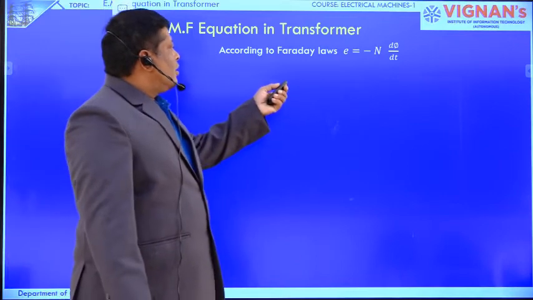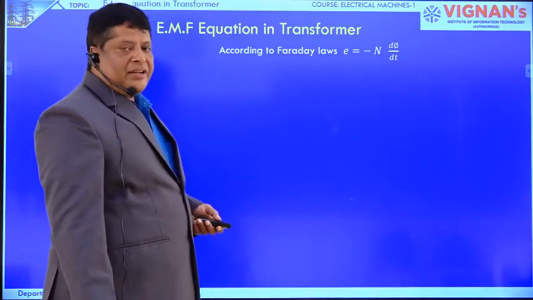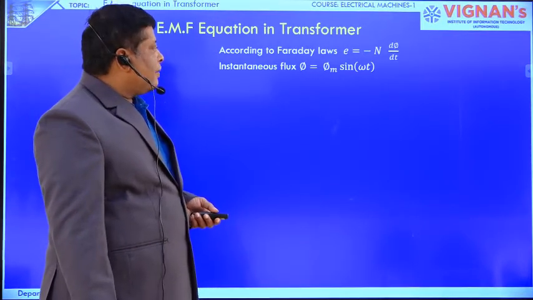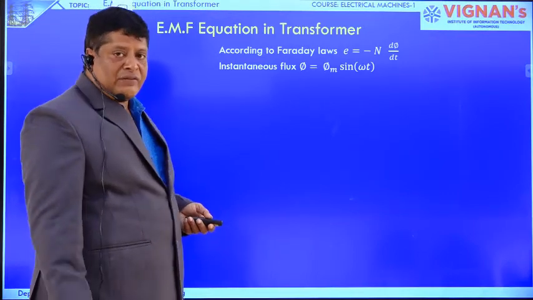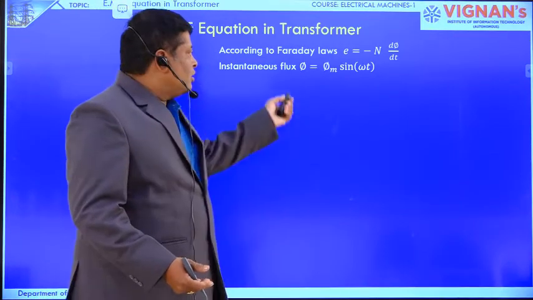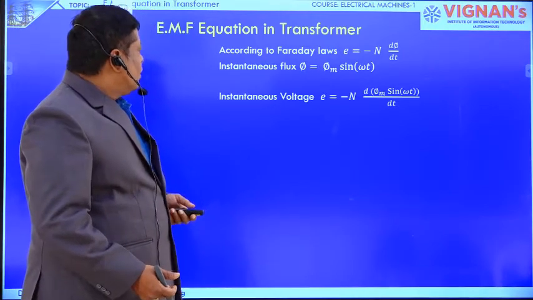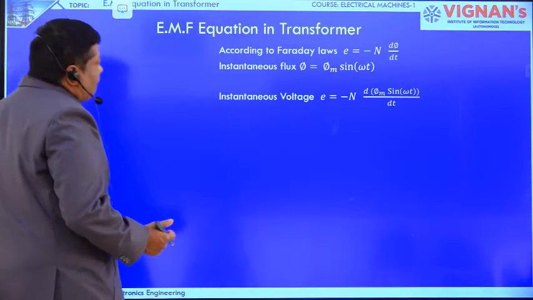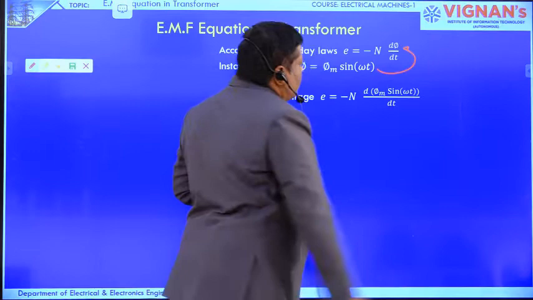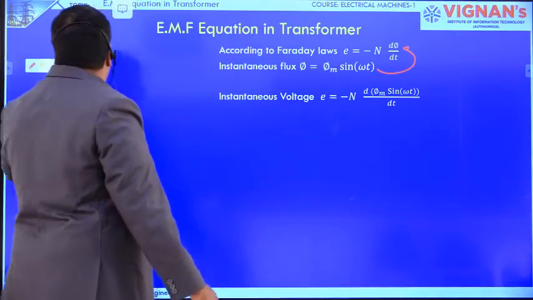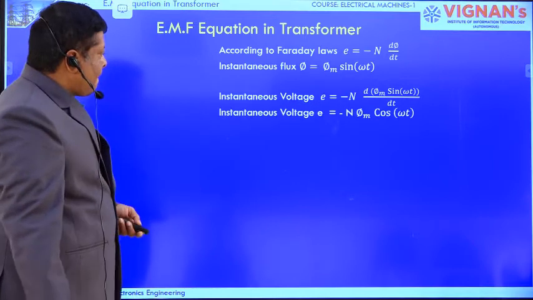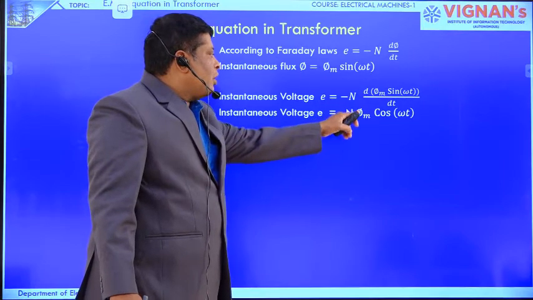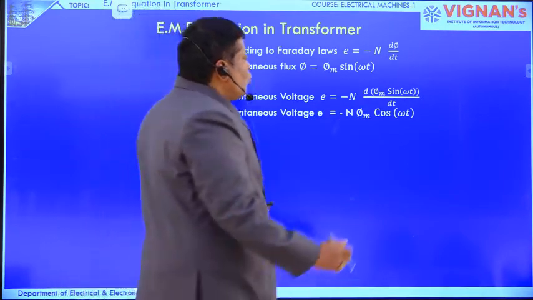According to Faraday's law, E equal to minus N dφ by dt. The instantaneous value of flux created in the core is φ equal to φm sin ωt. You have seen that the nature of the flux created in the magnetic core is sinusoidal, which we represent mathematically here. Substituting this value and completing the derivation, the instantaneous voltage E equal to minus N φm cos ωt into ω.